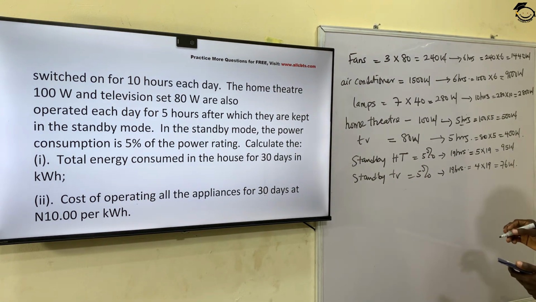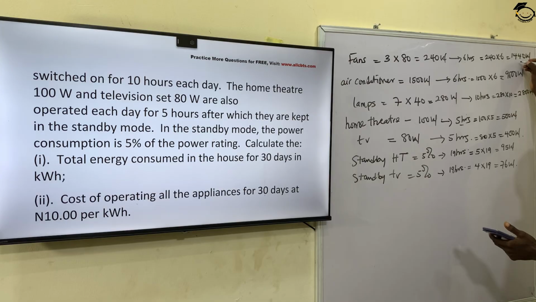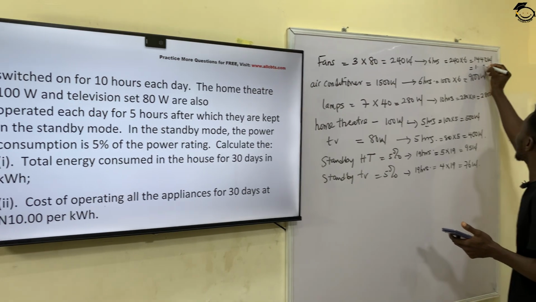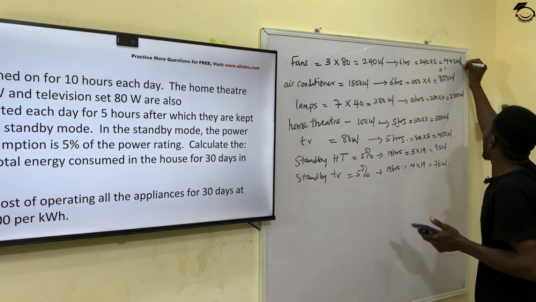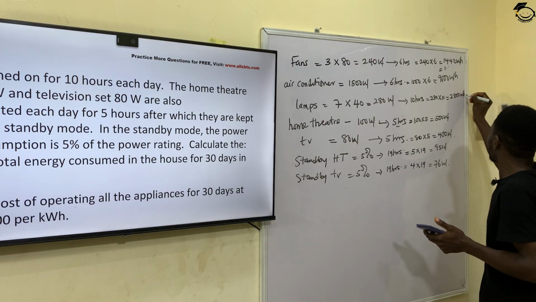It means we have to find total energy consumed in the house for what? 30 days. And they say we should calculate it in kilowatt hour. So, all you have to do here, in order to convert this to kilowatt, you just divide by what? 1,000. So, this is watt hour. This is watt hour. This is also watt hour.